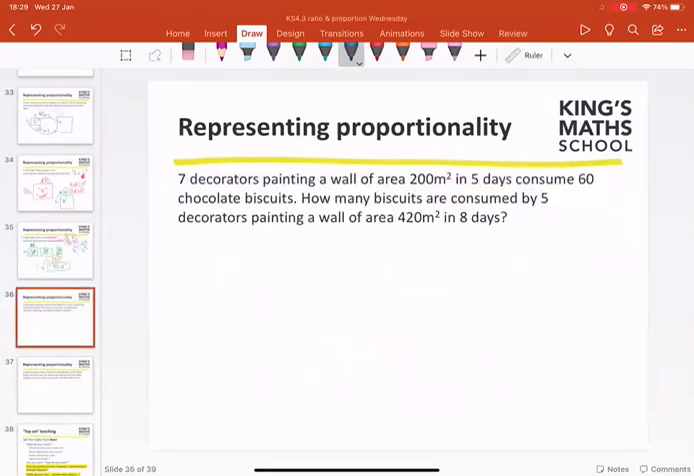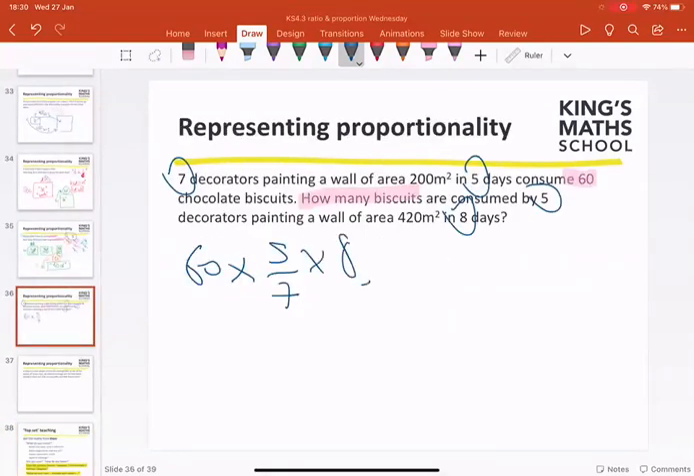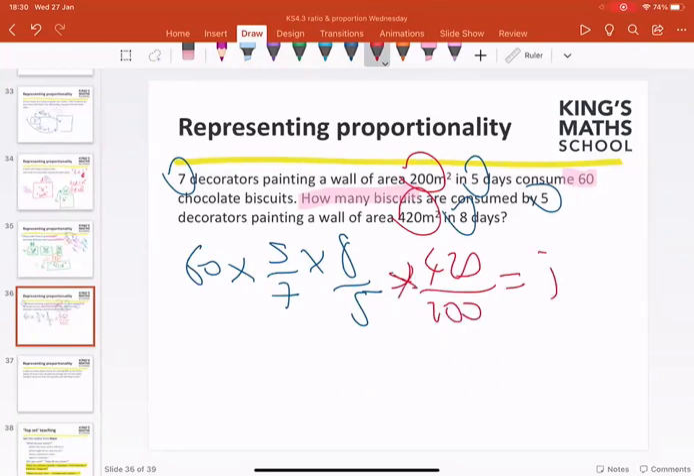What happens here, where you've now got more variables? So procedurally, you would say, right, what have we got? So we've got how many biscuits? So it's a question about biscuits. So it's 60 biscuits, right? There are fewer decorators, 7 and 5, so they're going to eat fewer biscuits, but they're here for longer, so they're going to eat more biscuits, and they're working on a bigger wall, so they're going to get more hungry, and so that's the calculation.